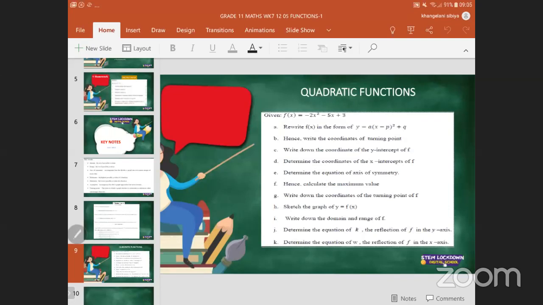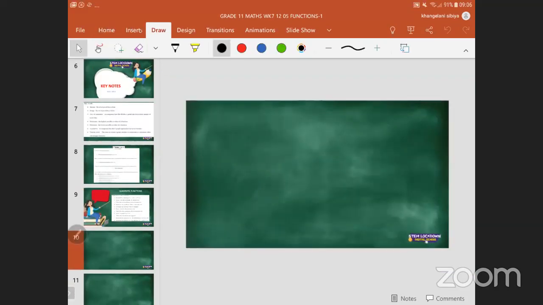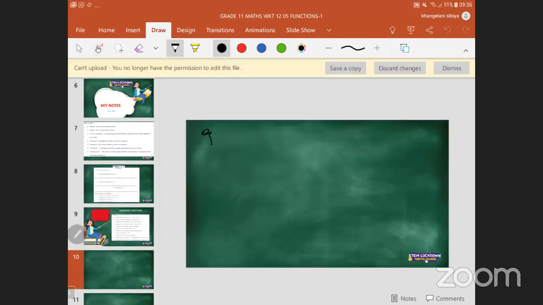The first question says, rewrite f of x in the form of, we said how to do that one. Obviously, you complete the square. Let's start from scratch for this question so you understand. Okay, let me give you the question. Let me write the equation here. Okay, here is our question, which is the first one. Let me use the red one so you can see.